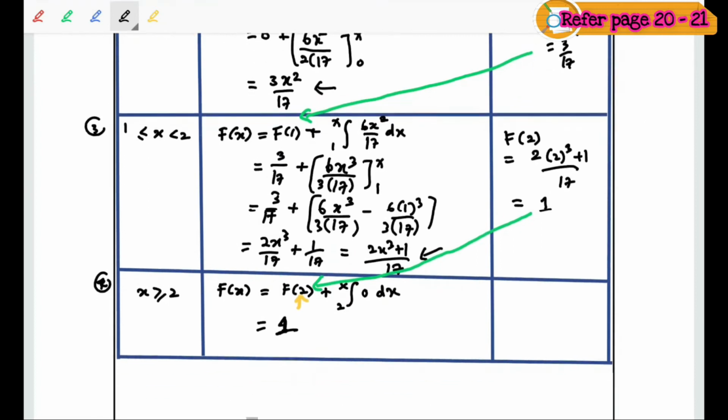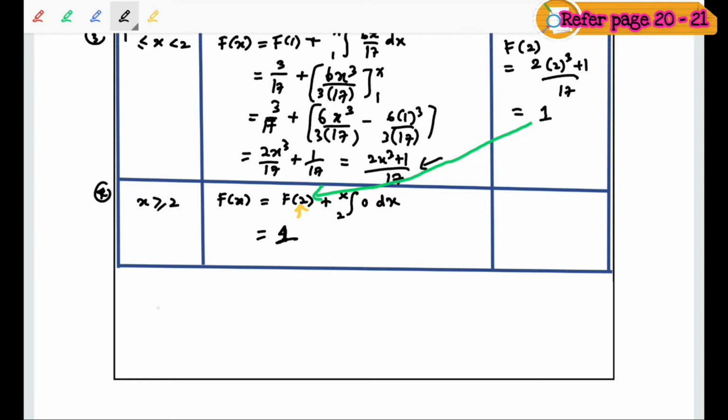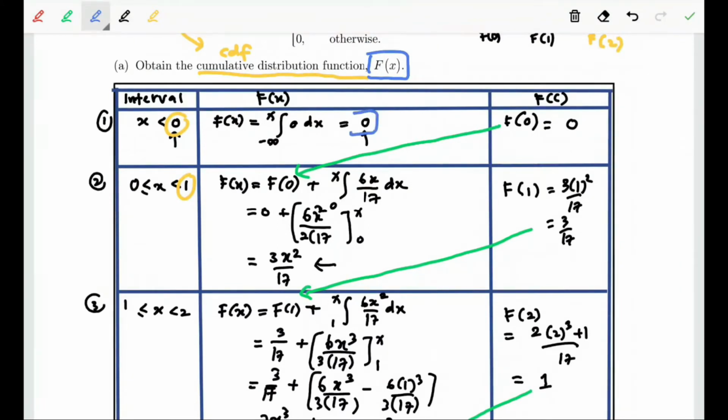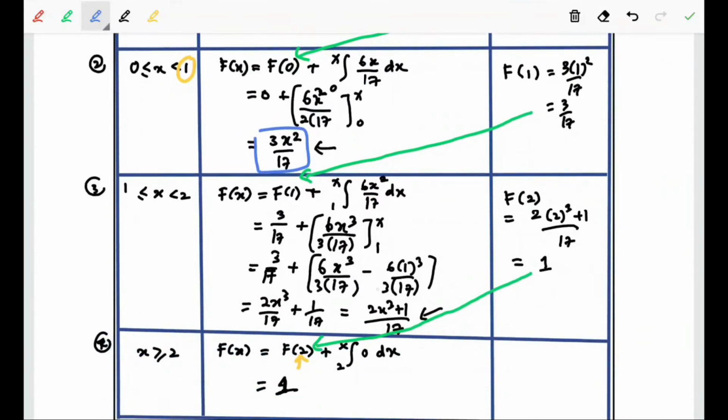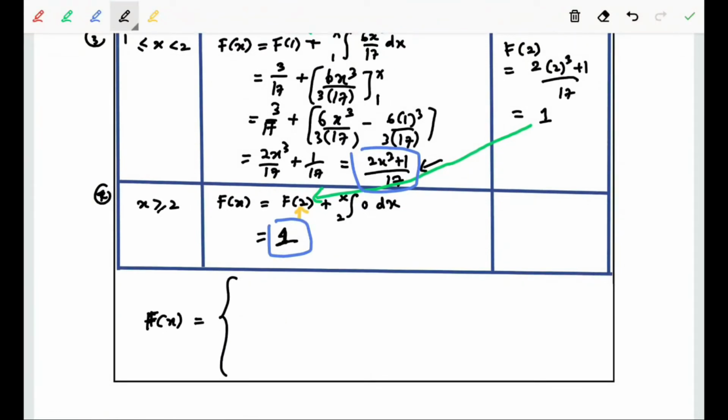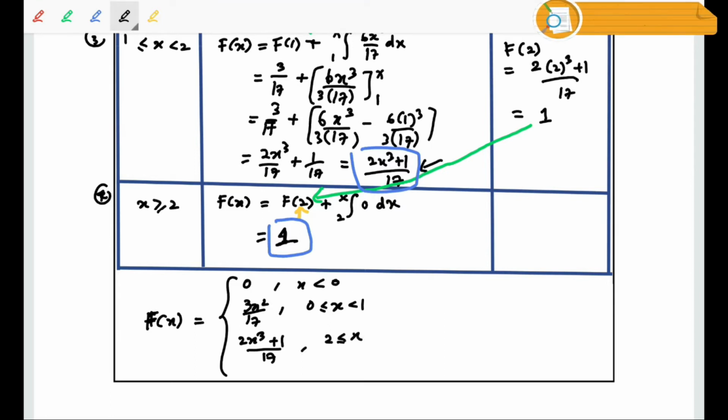Alright, so we have done the CDF. And then write down the final answer. You have to write it in piecewise form. So f of x equals, okay, just copy down all the CDF that we have found, starting from 0, followed by this one, followed by this one, and ending with 1. So the final answer should be 0 for x less than 0, 3x squared over 17 for x from 0 until 1, 2x cubed plus 1 over 17 for x from 1 until 2, and lastly 1 for x greater or equal than 2.